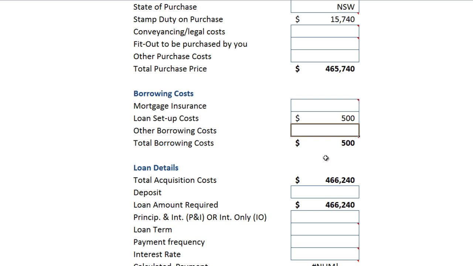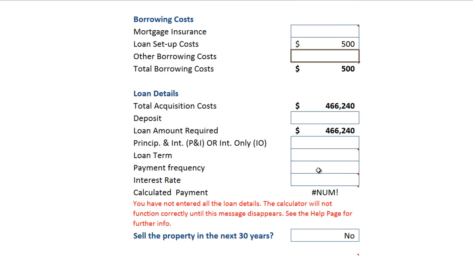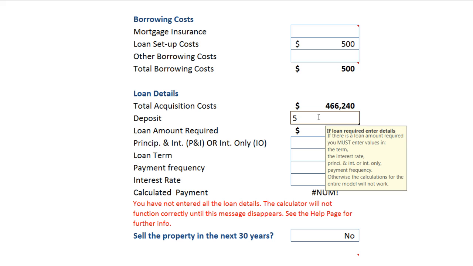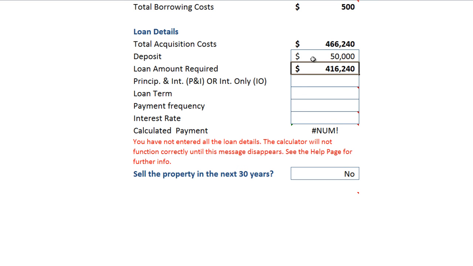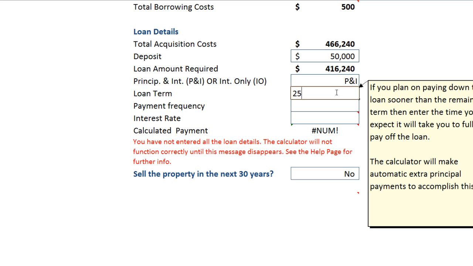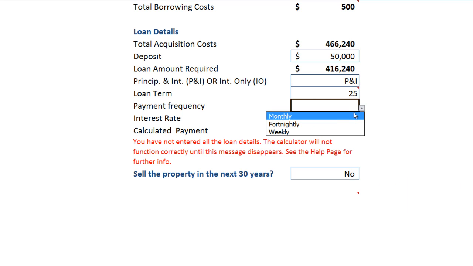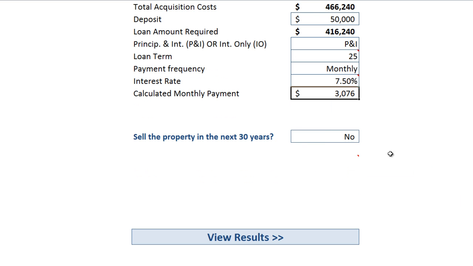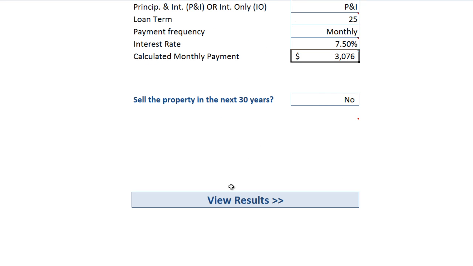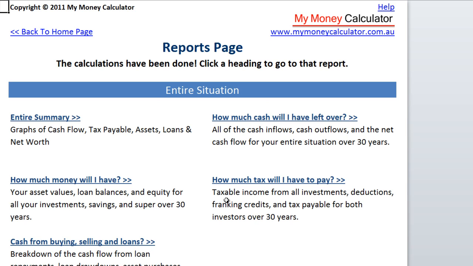So this is going to be a total acquisition cost of roughly $466,000. Now let's assume you're going to put a deposit down of $50,000, making the total loan amount required roughly $416,000. Now you're going to pay this down principal and interest, and you're going to pay it down in 25 years, making monthly payments with an interest rate of 7.5%. When it comes to selling the property, in this example, we're going to assume you're not going to sell it in the next 30 years. So now we can click View Results to go to the reports page.